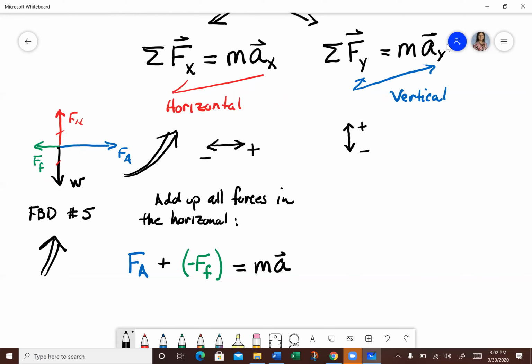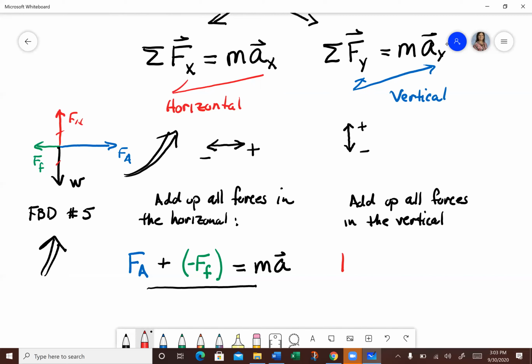Every picture is going to be different. Every scenario is going to be different. So this equation becomes different for each scenario. We do the same thing in the Y direction. Add up all forces in the vertical. So in this case, I would say my normal force plus my weight, which is down, so I'm going to write that as a negative, equals mass times acceleration.